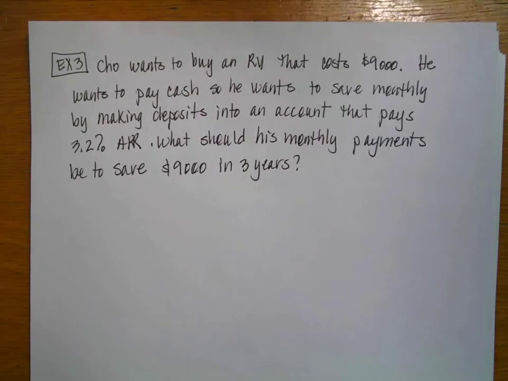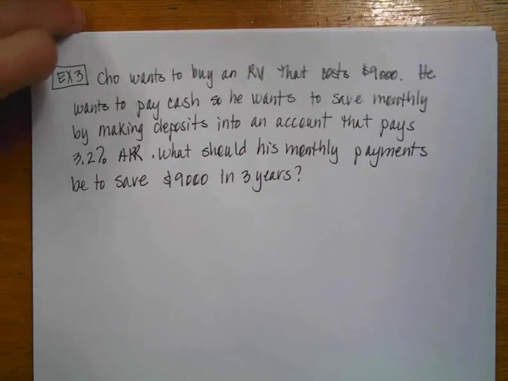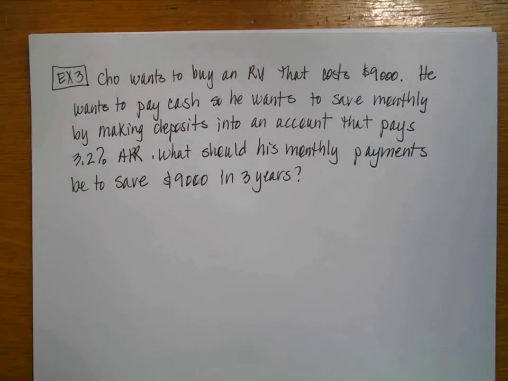All right, so now let's do example number 3. Cho wants to buy an RV that costs $9,000. He wants to pay cash instead of financing, so that means he's going to save all the interest. So he wants to save monthly by making deposits into an account that pays 3.2% APR. What should his monthly payments be so that he can save $9,000 in 2 years?